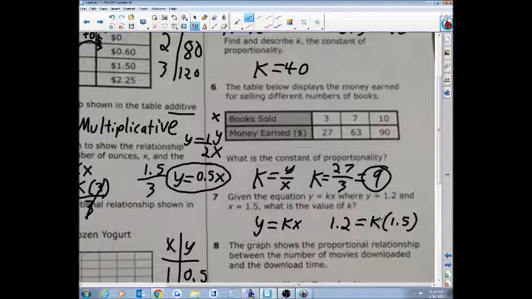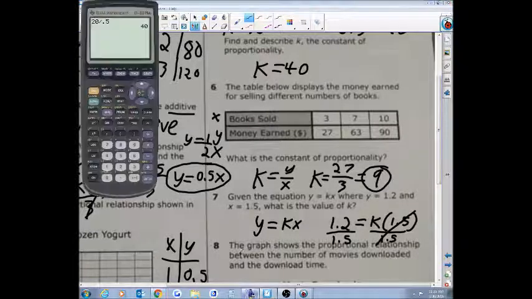So I don't want k times 1.5, I want k by itself. So in order to get rid of the times 1.5, you've got to divide by 1.5. But what I do to one side, I have to do to the other side to keep it equal. And on this side, anything times 1.5 divided by 1.5 will cancel out. So k equals 1.2 divided by 1.5. So let's go to the calculator. 1.2 divided by 1.5, and that'll give me 8/10, 0.8.